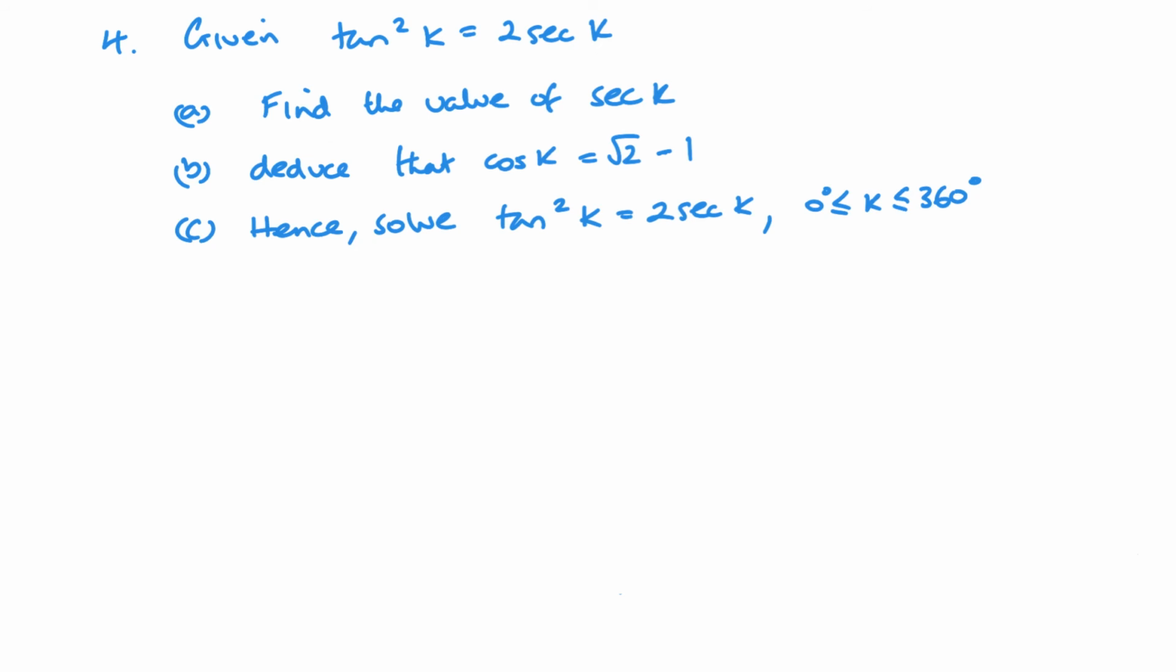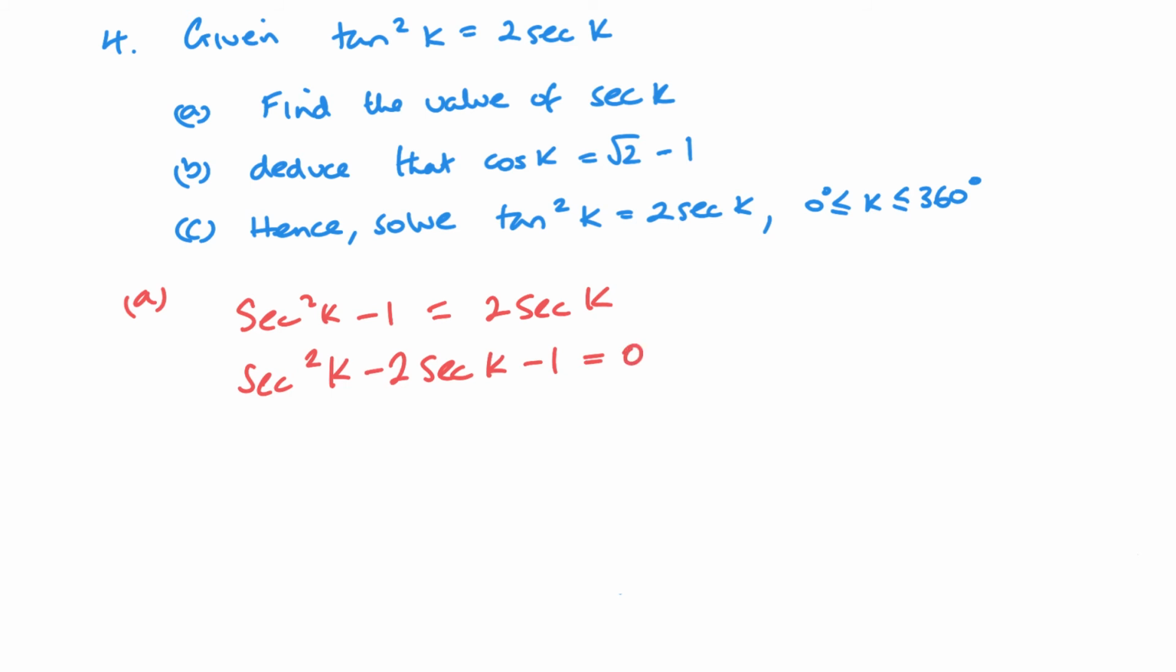Let's look at part A. So tan squared is sec squared x minus 1, which equals 2 sec k. Apologies, it's not an x we're dealing with, it's a k. So this is sec squared k minus 2 sec k minus 1 equals 0. So let's let y equal to sec k.